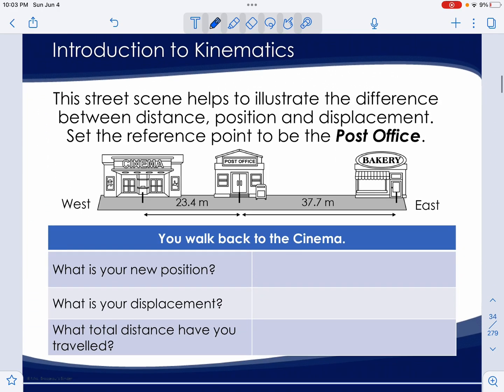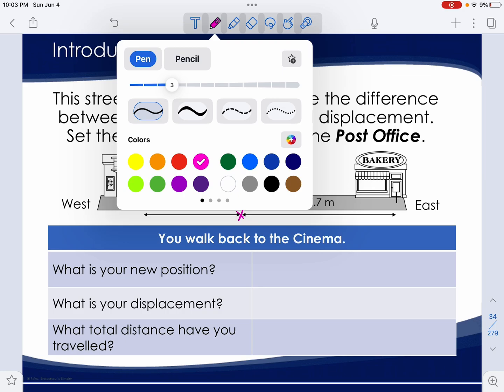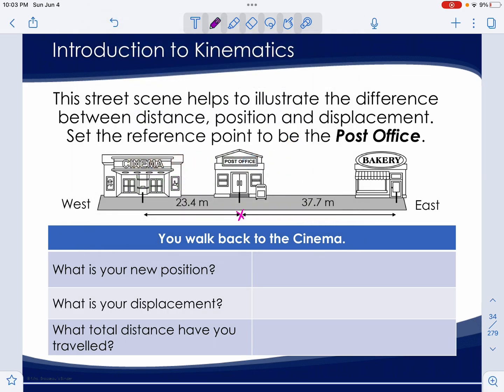Okay, now you walk back to the cinema. So this is our reference point. I'm going to use a different color. We start here, we moved here, and then we walk back to the cinema. Okay, what is your new position? What is your displacement? And what total distance have you traveled? Pause the video.